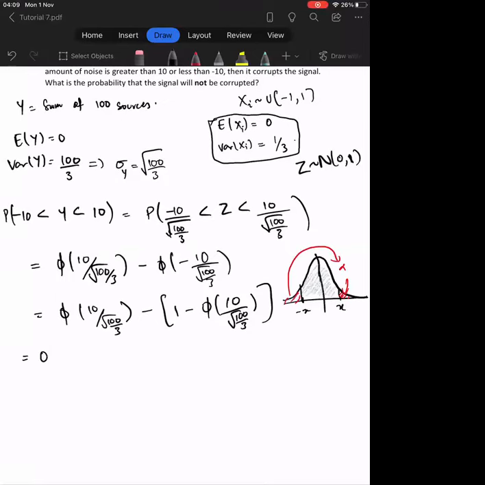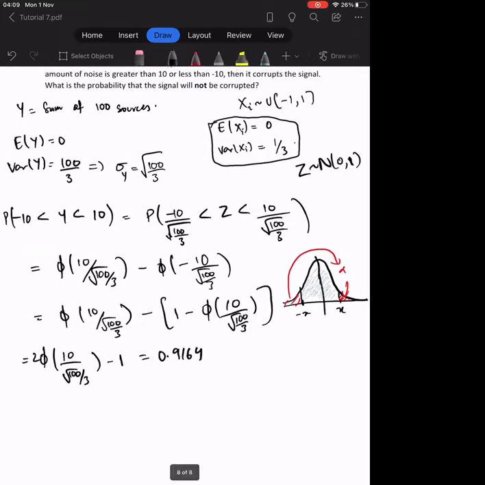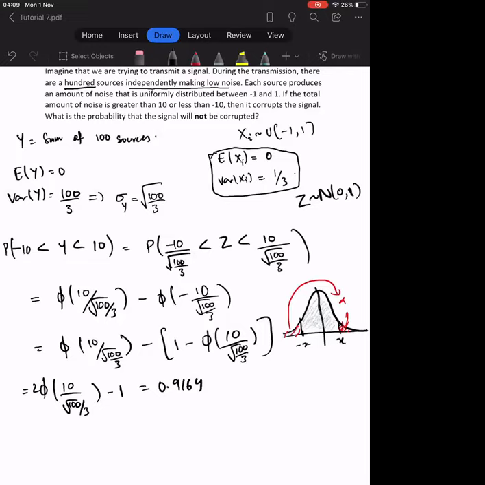तो ये बन जाएगा, once we take it out of the brackets, this will become as follows, and the final answer should be 0.9164. So the probability that the signal will not be corrupted is 0.9164.